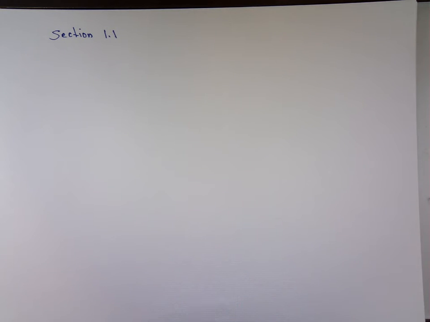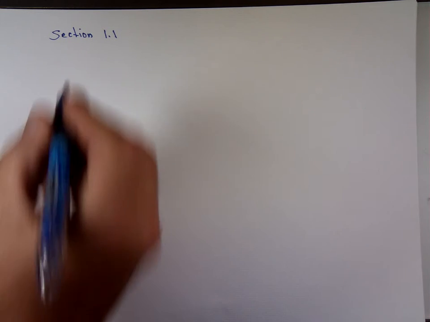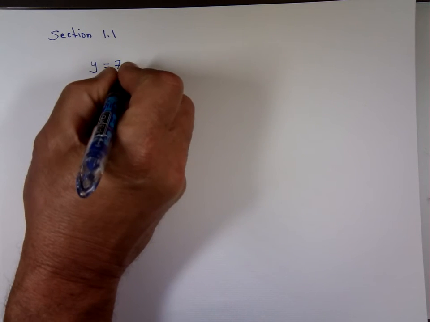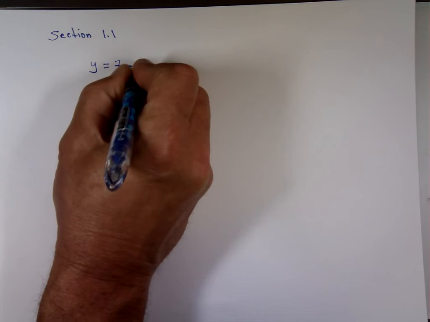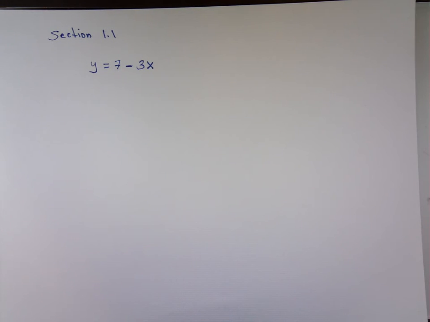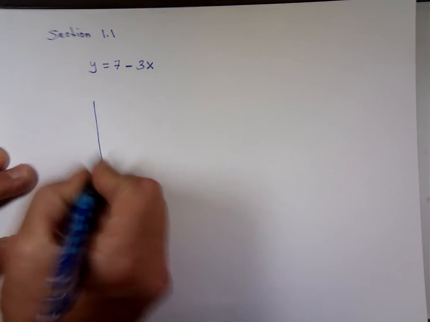Section 1.1 is just about graphing different functions and techniques when you're graphing. For example, if somebody comes in and says, can you graph y equals 7 minus 3x? Now, one of the ways to graph things is really by what? Picking points.